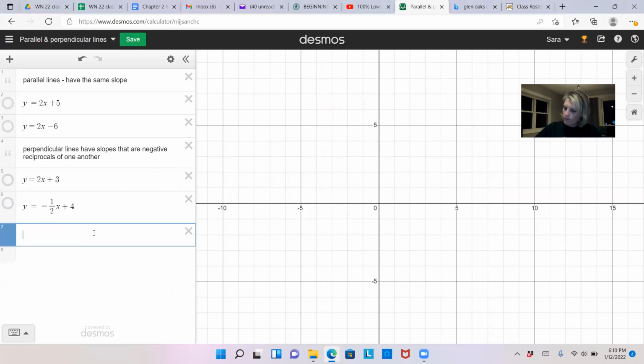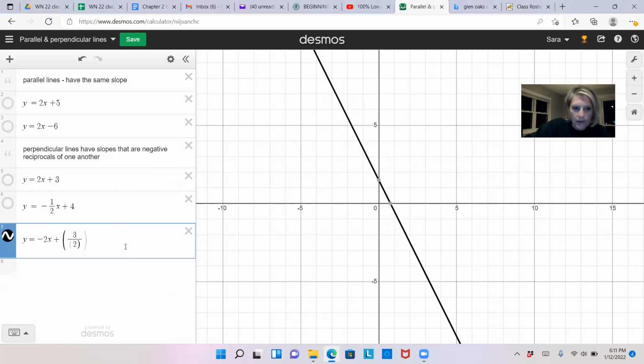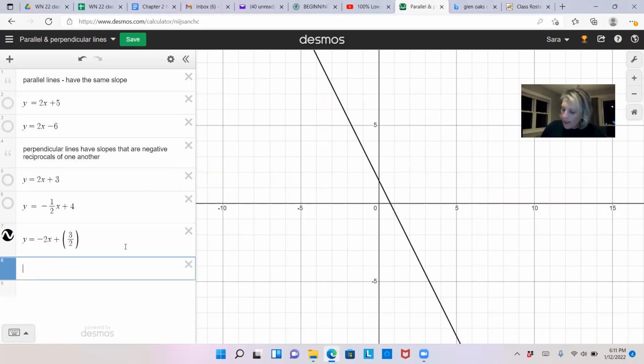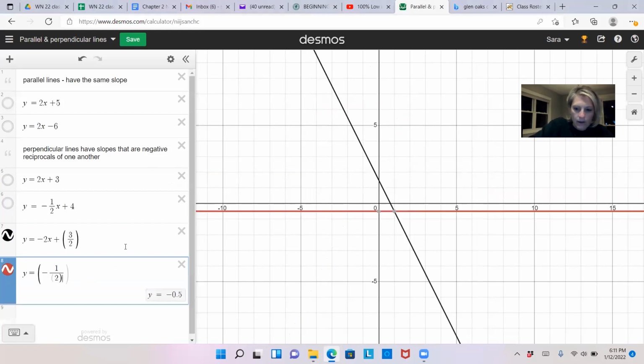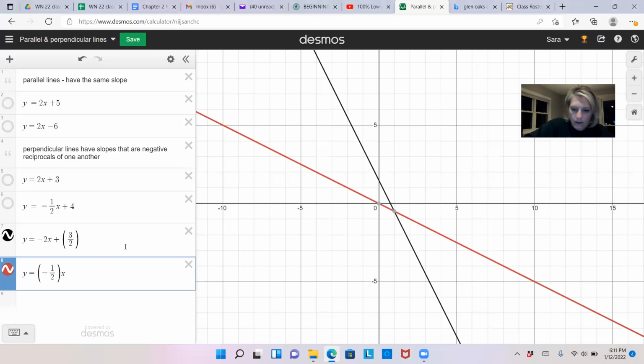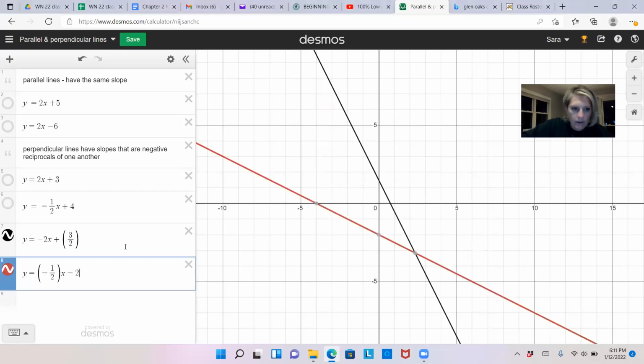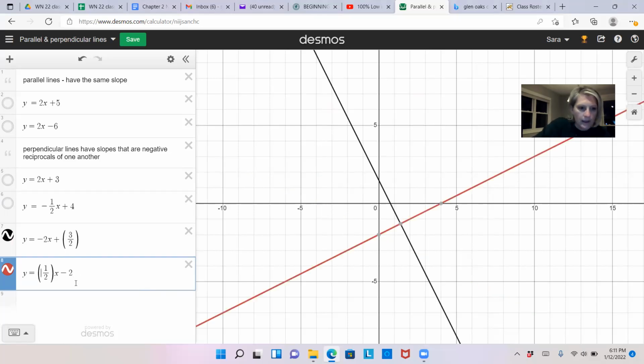So our old equation is y equals negative 2x plus, and I like to put fractions in parentheses just so it all stays together. And then the new line we came up with is y equals negative 1/2 x, and we said it's negative 2. And those don't look, oh, you know why? Because my original slope was negative, so this slope has to be positive. I typed it in incorrectly. Now they look like they're perpendicular.